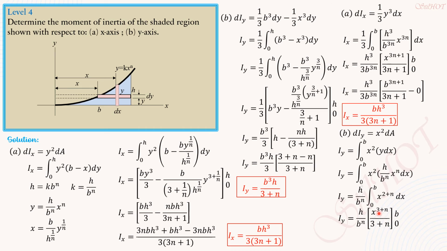The lower limit would be 0. The value is 0 when you substitute the lower limit. So Iy is clearly same as this. So b cubed h over 3 plus n. So that's it for this problem.